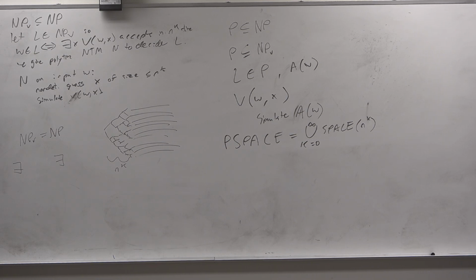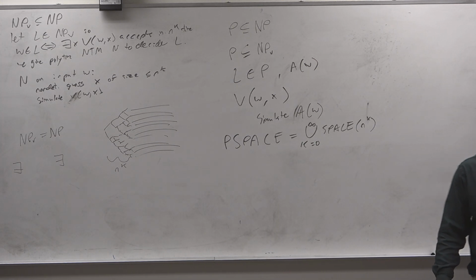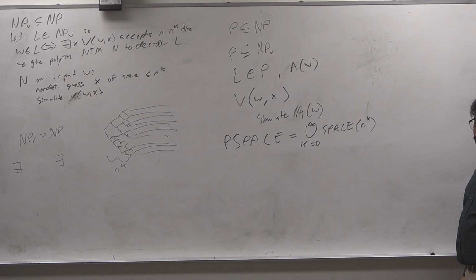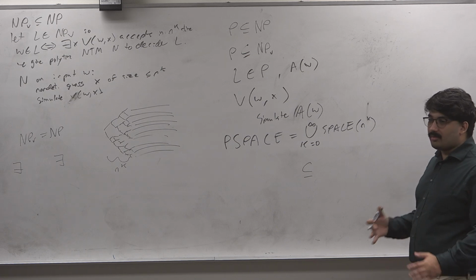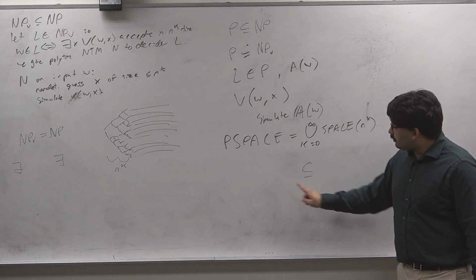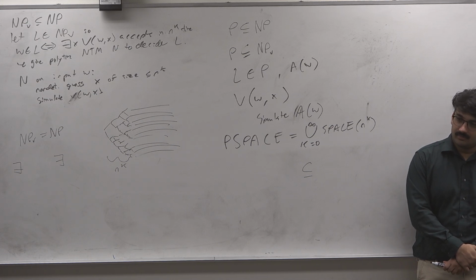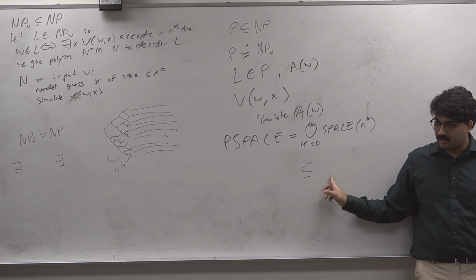What would you conjecture about PSPACE versus P time, P? Which one is contained in the other? So P and PSPACE, one of them is a subset of the other. Which one goes here and which one goes here is what I'm asking. I would say that time contains space. So which one goes here? PSPACE. Okay, and P goes here.